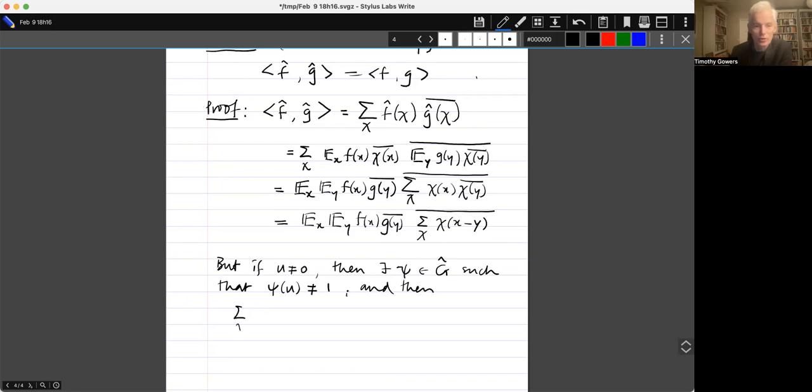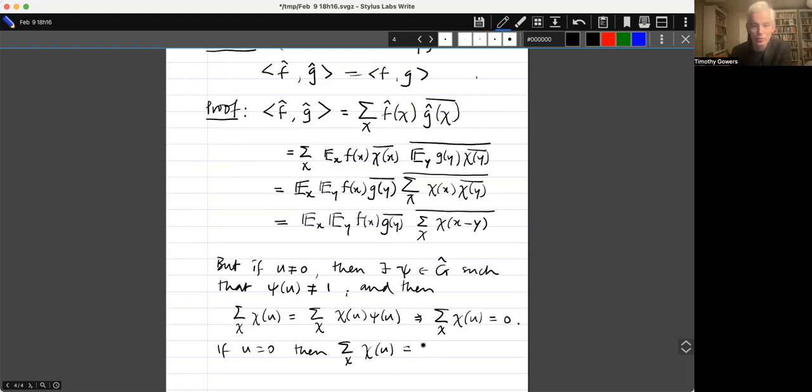the sum over all characters chi of u equals the sum over all characters chi of u psi of u, because multiplication by psi is a bijection from g hat to g hat. And since psi of u doesn't equal 1, that tells us that the sum of chi of u's equals 0. And if u equals 0, then the sum over all chi of u equals the size of g hat, which is the same as the size of g.